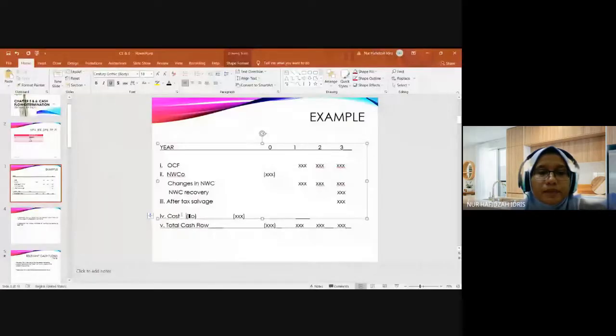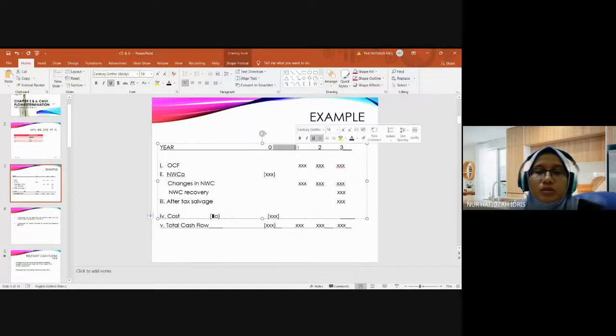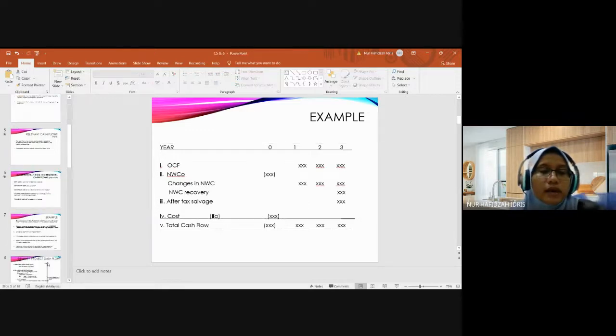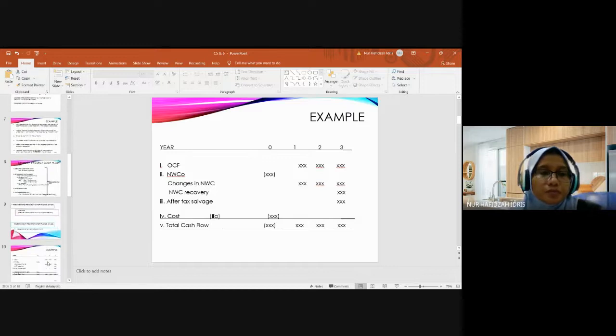Okay ni. So this is cost of the project. Okay, so cost of the project. So for example, the project, yang ni, project ni 3 tahun. This is present value, current year. This is year 1, year 2 and year 3. Okay, number 1, benda yang paling penting in order to calculate your total cash flow, number 1 is operating cash flow. OCF stand for operating cash flow.